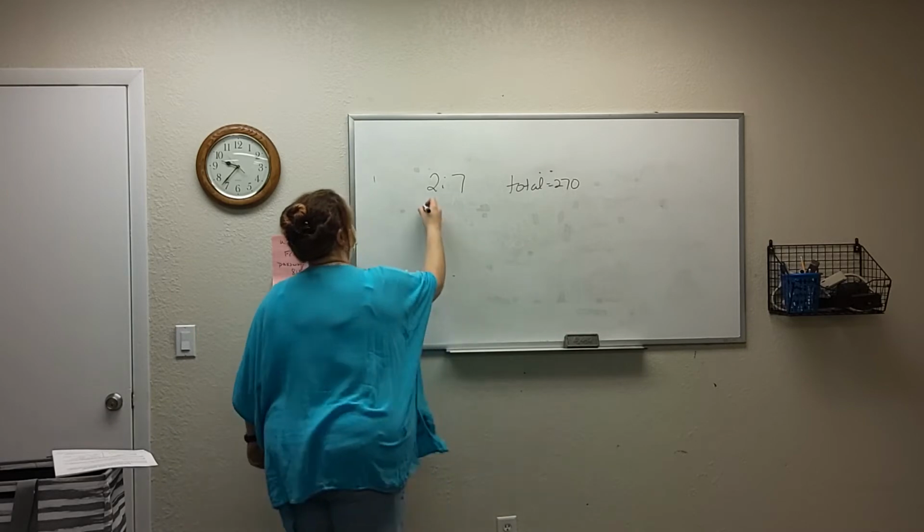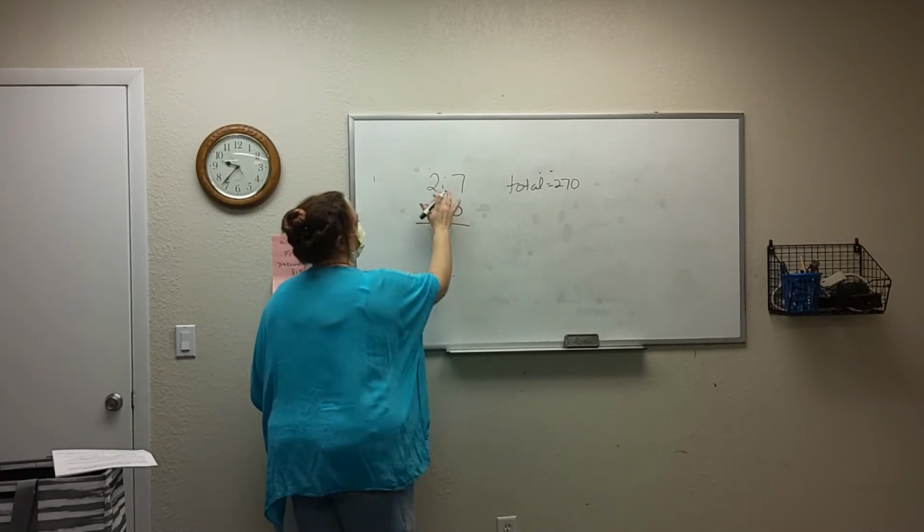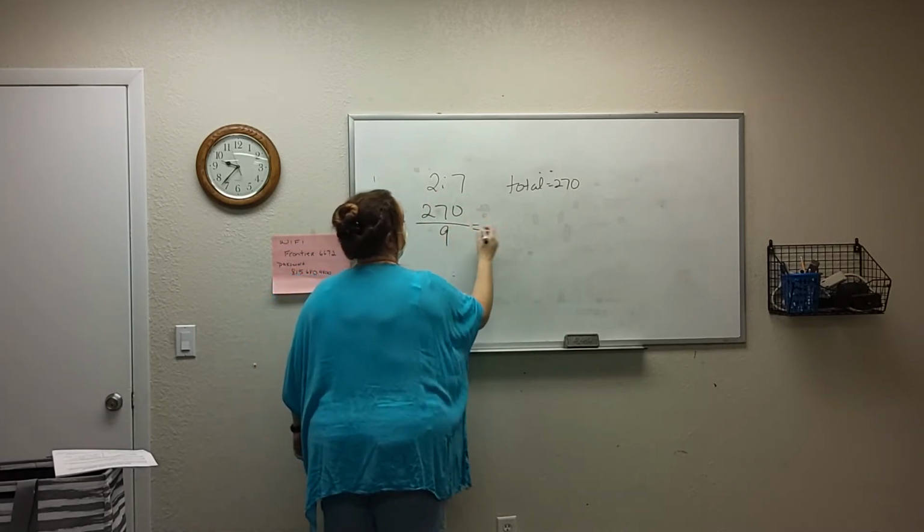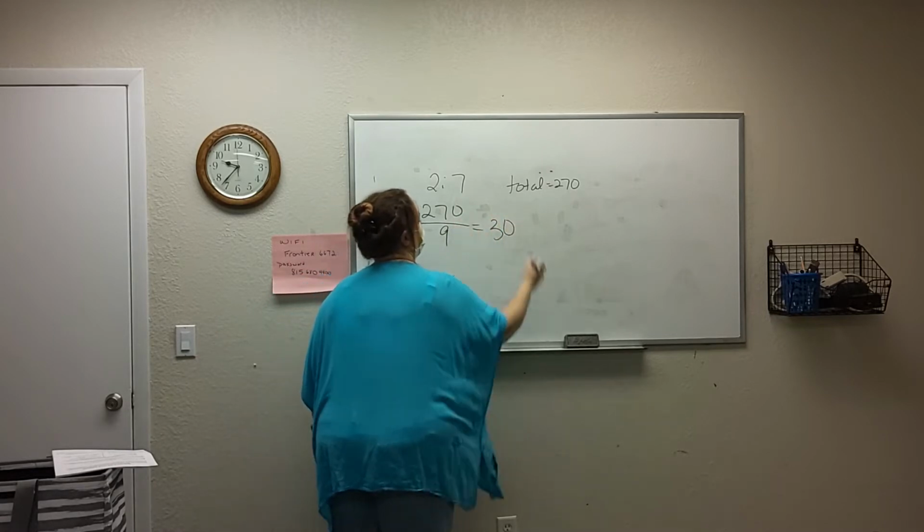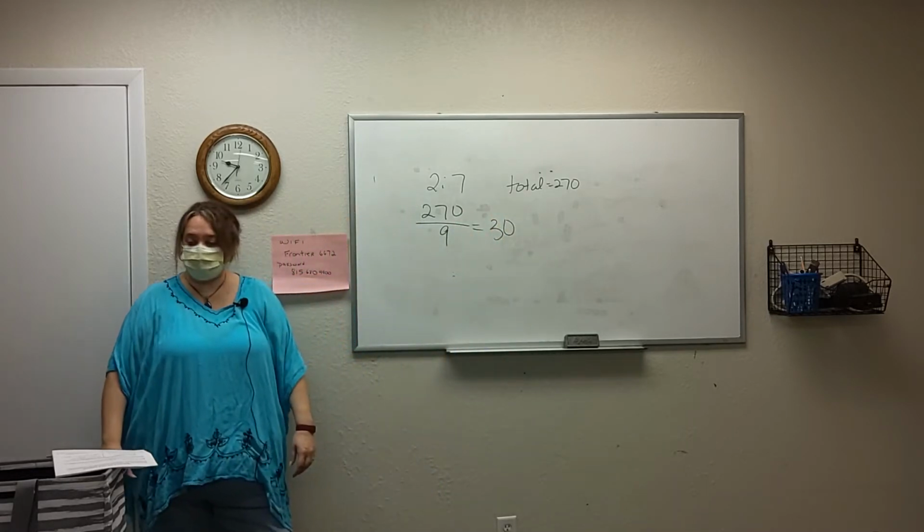Okay. All right, so let's do this one as total over total. So total is 270. Total of my ratio, 2 plus 7 is 9. Divide, 270 divided by 9 is 30. So each part is worth 30.